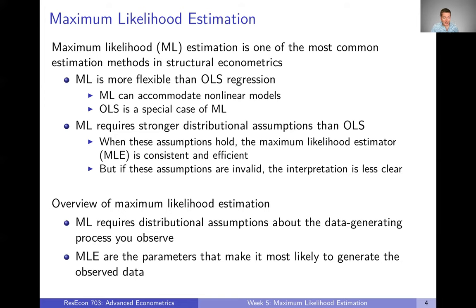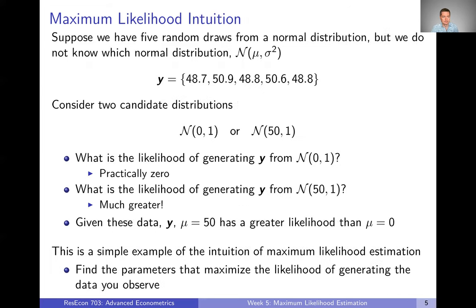The basic idea here is that you make some distributional assumptions about the data generating process, or at least that the data you observe were generated by this process. You make some assumptions about what the distribution of that process is. And then the maximum likelihood estimators are the parameters that make it most likely for you to have generated the data that you do actually observe. We'll talk through the intuition of that over the next couple slides.